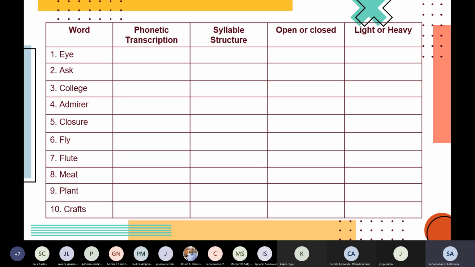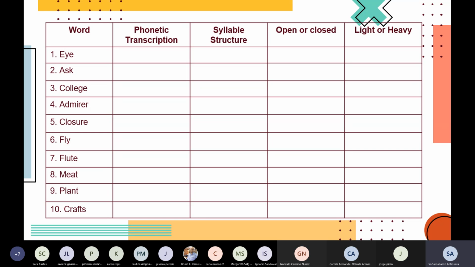The number 4, yes. Gonzalo Cancino, please. Sorry, I have my microphone muted. Don't worry. Admire, 3 syllables. The first one is vowel consonant, closed. The second one is a consonant vowel vowel, light open. And the third one is consonant vowel consonant, heavy closed. Okay, great.